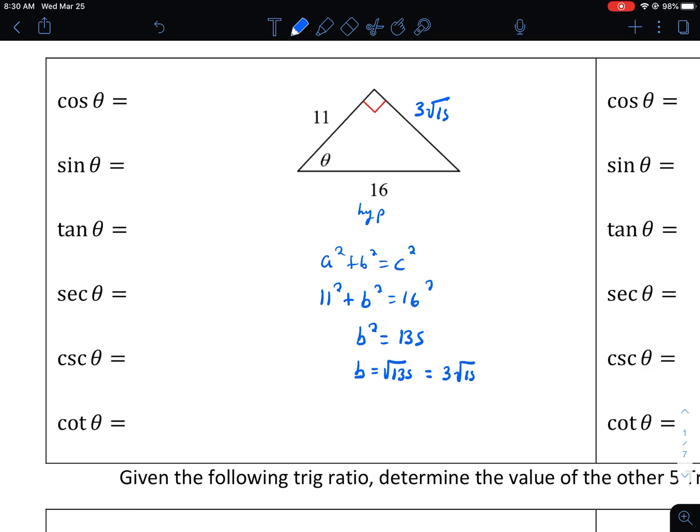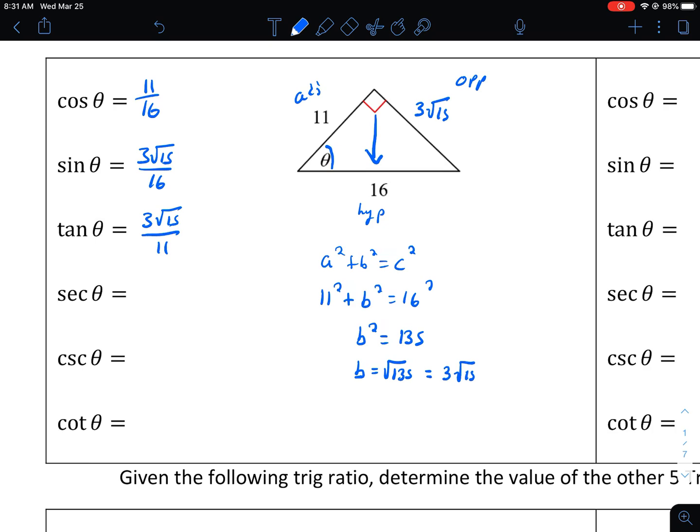Now, it is often helpful to label the two other sides. The hypotenuse is always across from the 90, so I should never get that one messed up. The other side that touches the angle is considered the adjacent side, and the remaining third side would be opposite. And we do our ratio of sides. So cosine would be adjacent over hypotenuse, so 11 over 16. Sine would be opposite over hypotenuse, so 3 roots of 15 divided by 16. Tangent would be opposite over adjacent, so 3 roots of 15 over 11.